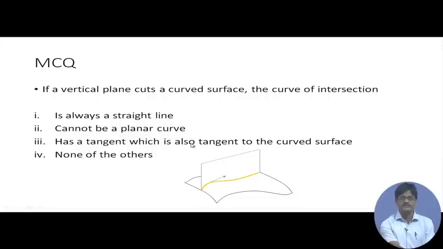Has a tangent which is also tangent to the curved surface. Since the curve belongs to the surface, all the points on the curve belong to the set of points of the surface, it is a subset. Therefore, the tangent to the curve will essentially be a tangent to the surface. So, this is correct. The third one is correct.